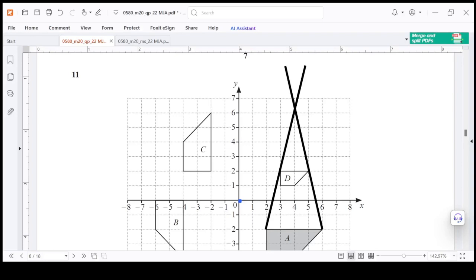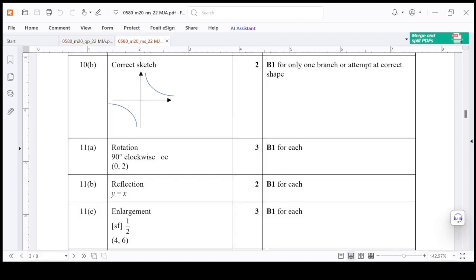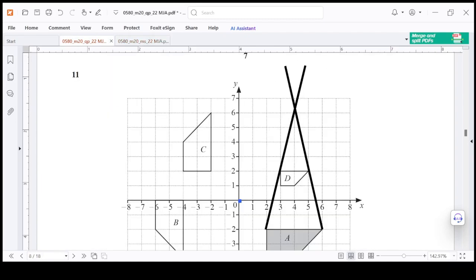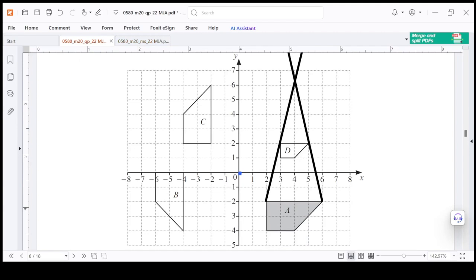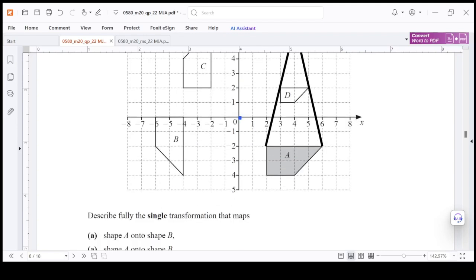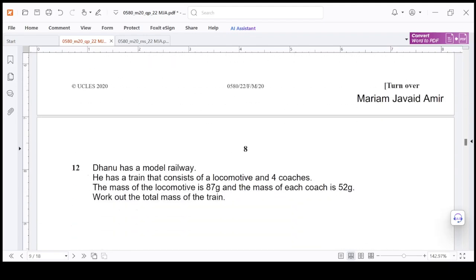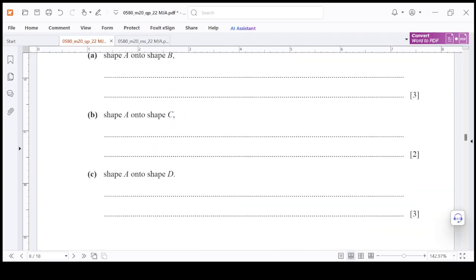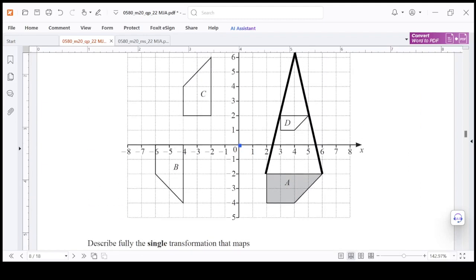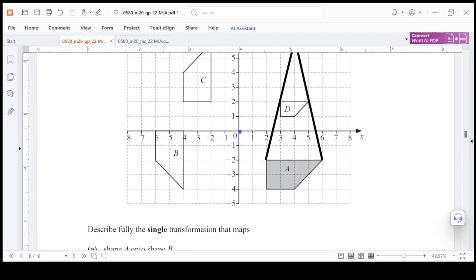Okay. So again, it's an enlargement. Scale factor is new length over old length. So 2 upon 4, which is half. And the center is the point of intersection you get by joining the corresponding two figures. Shape A onto D. Have we already done this? Yes, we have.